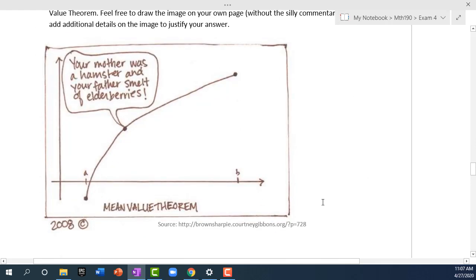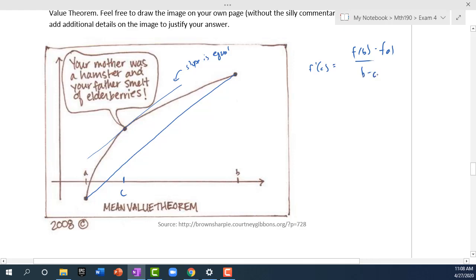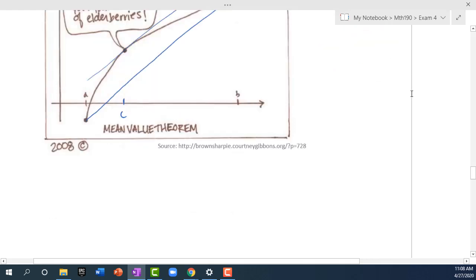Okay, silly comic here, mean value theorem. The key for the mean value theorem is you have this secant line, and look here, the slope is equal. So f prime at C is equal to the slope between the endpoints, f at B minus f at A over B minus A. So that's the key there.